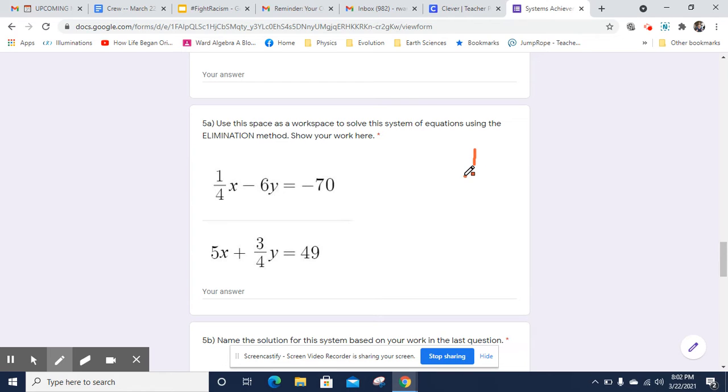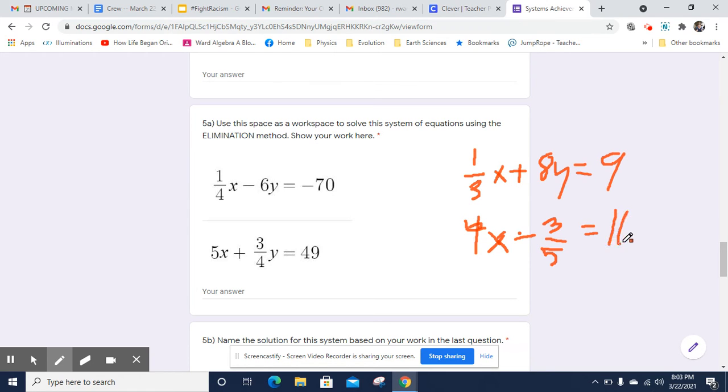Let's say I have 1/3 x plus 8y equals 9. And then over here, let's say I have 4x minus 3/5 y equals 10.